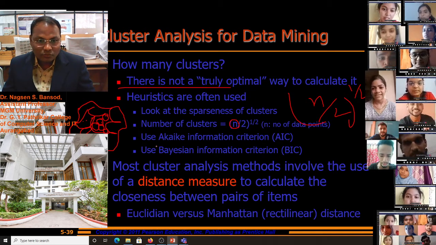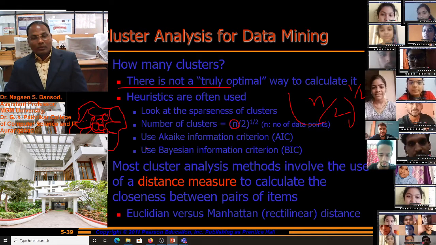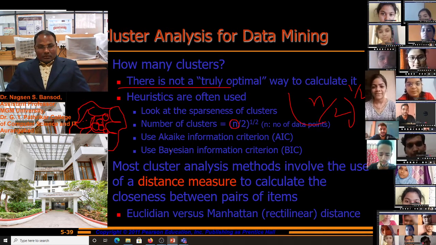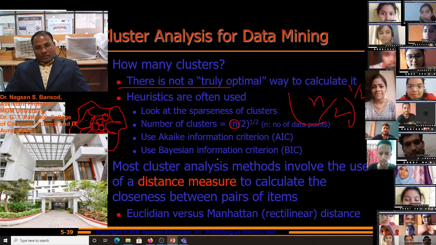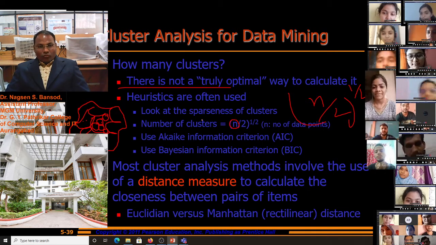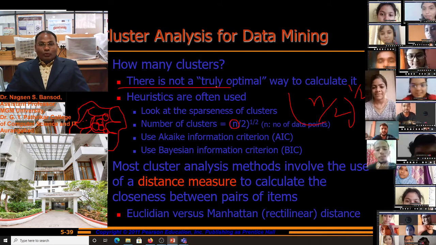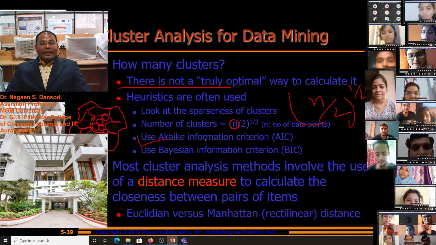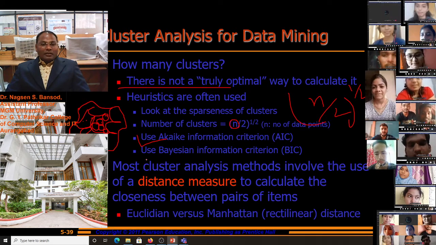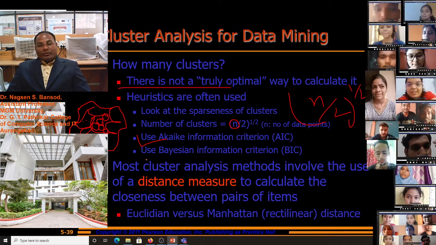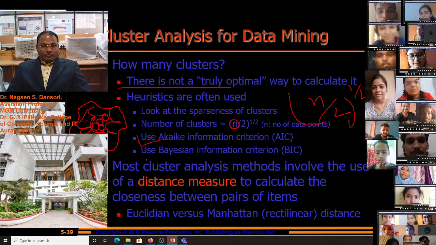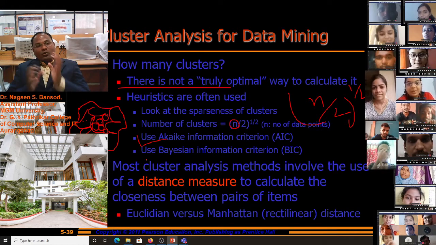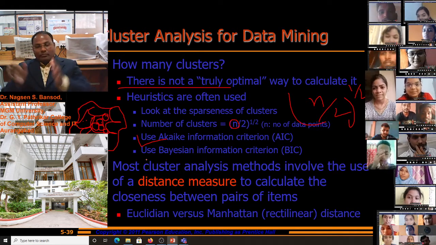And use Akaike information criteria. Use Bayesian information criteria for truly optimization. We can use this method, Akaike information criteria and Bayesian information criteria, for accurate classification of the temperature in Maharashtra state.